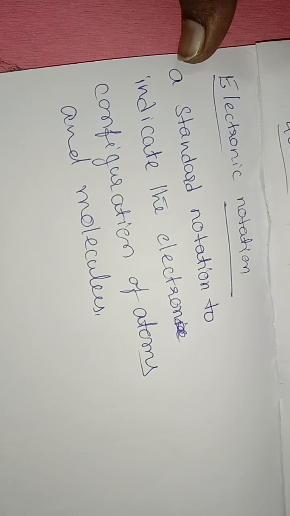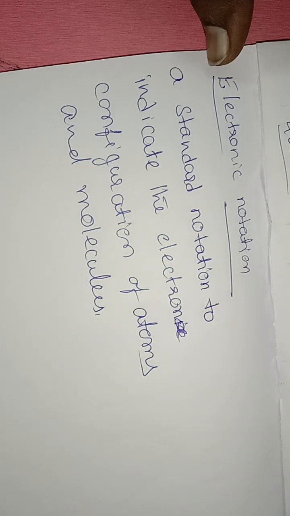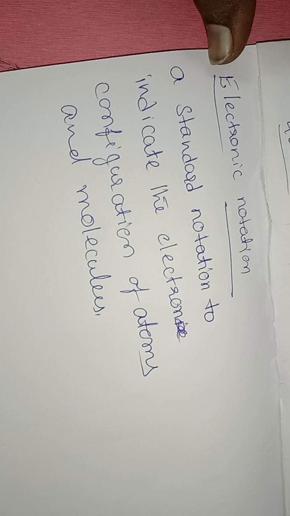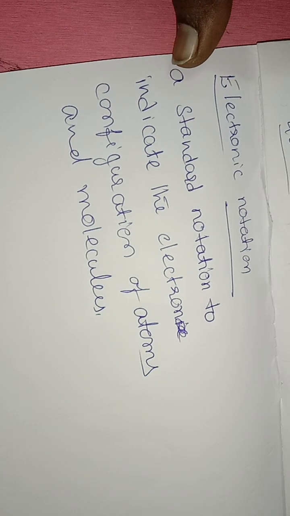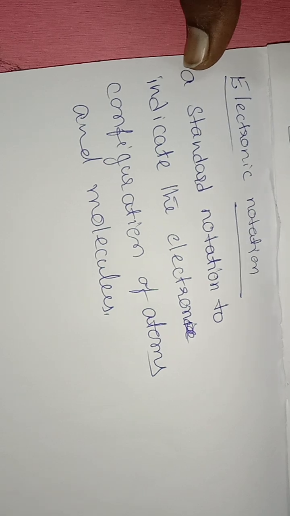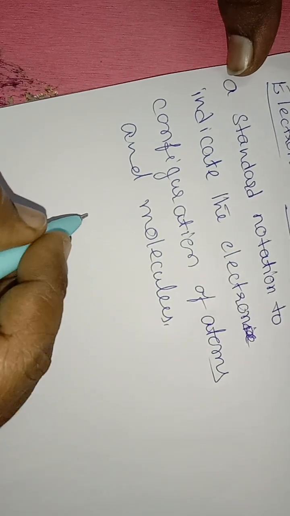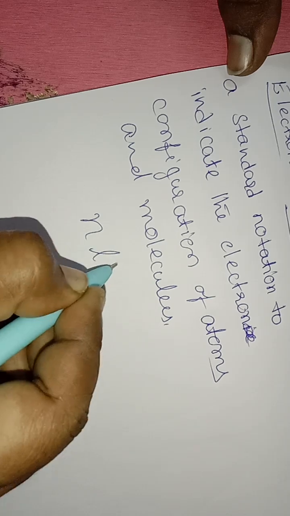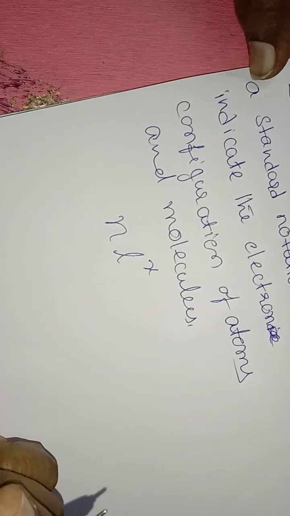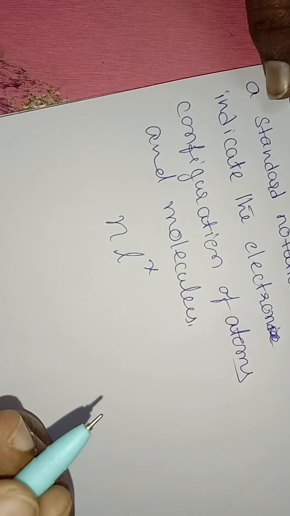Our next topic is electronic notation. What is electronic notation? It's a standard notation to indicate the electron configuration of atoms and molecules. How do we represent this? It is indicated by nl^x. It's a shorthand notation.